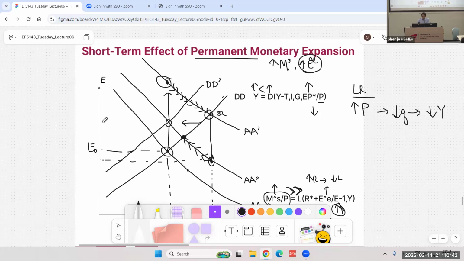So this is going to be the final equilibrium in the long run. I'm going to write LR here. And this is going to be E. Let's just write E. And this one is E prime.